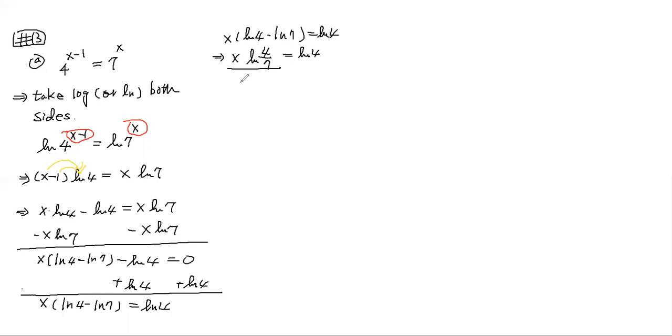And in order to solve for x, you just do this, right? You divide by the natural log of 4 over 7 on both sides. See here, and here cancel. Then you will have x is equal to what? Natural log of 4 over natural log of 4 over 7. Right? So that will be our answer here.